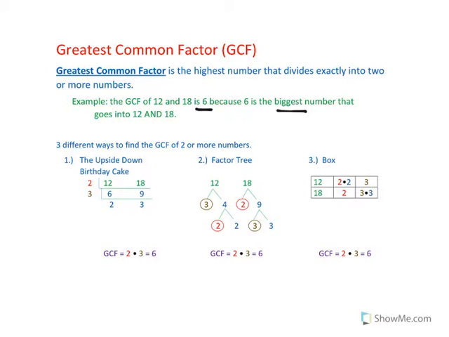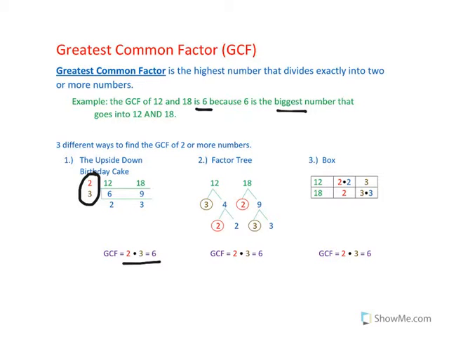And then you look at the 6 and the 9, and 9's not even, but 3 goes into both those numbers. So you divide both numbers by 3 and you get 2 and 3. Nothing goes into 2 and 3 evenly except for 1, so therefore, we can't go any further. So we circle these two numbers, 2 and 3, and you multiply them together and you get 6. 6 is the greatest common factor of 12 and 18.